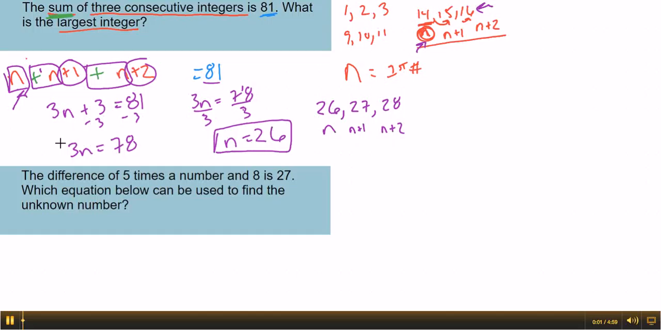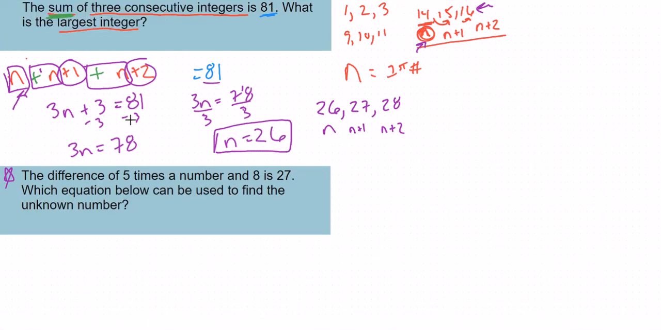Welcome back. We're going to get to the second problem here, this problem right down here, and work on that a little bit since we didn't have time in our last video. This one says the difference, start highlighting words that we know are important, of 5 times a number, and 8 is 27. Well, we know some stuff here. We know that the word is means equals. We know that the word difference means minus.